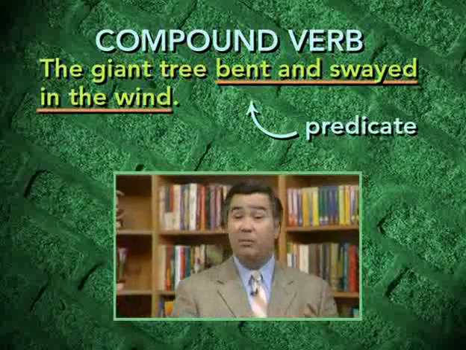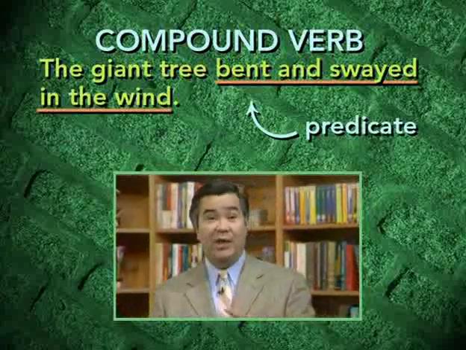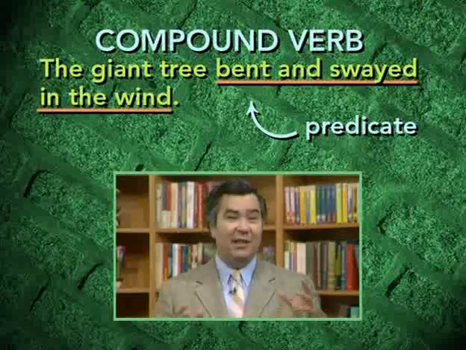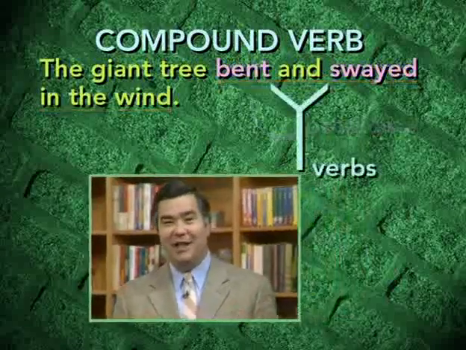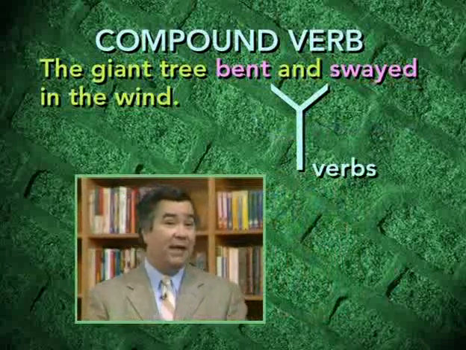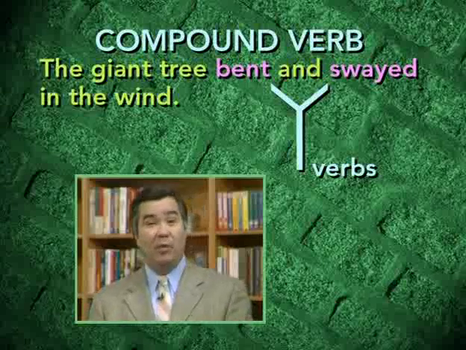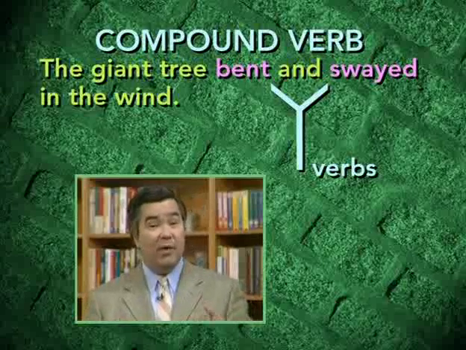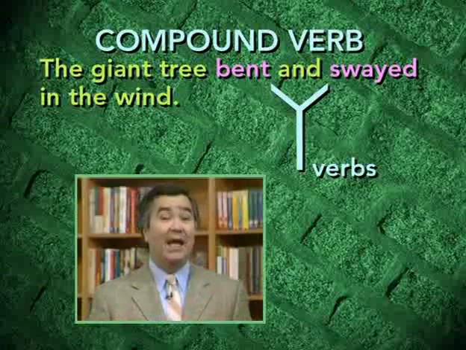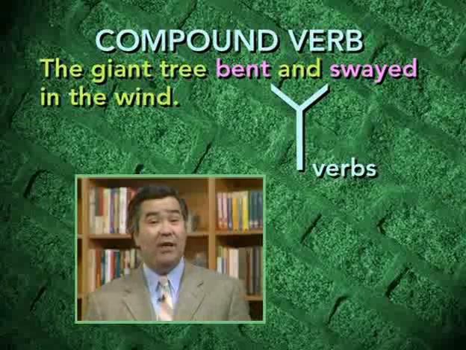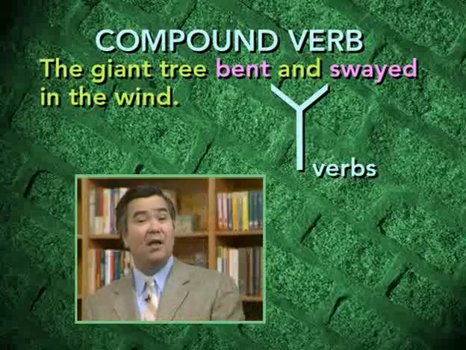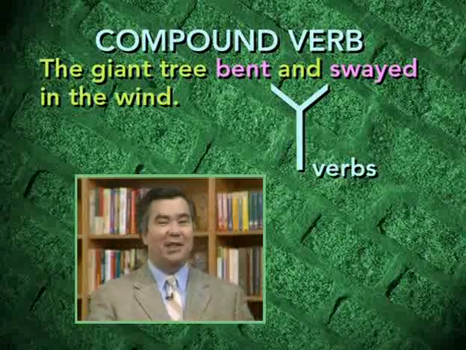Now, is there a most important word in the predicate, a word that tells you exactly what the tree did? Well, the fact is there are two words that tell you two things that the tree did. It bent, but it also swayed. So those two words, bent and swayed, are both equally important. They're both verbs. They both describe actions that the tree took, and they're connected by the word and. So in this sentence, we have a compound verb. That is, two verbs joined by the word and, both of which describe what the subject is doing.